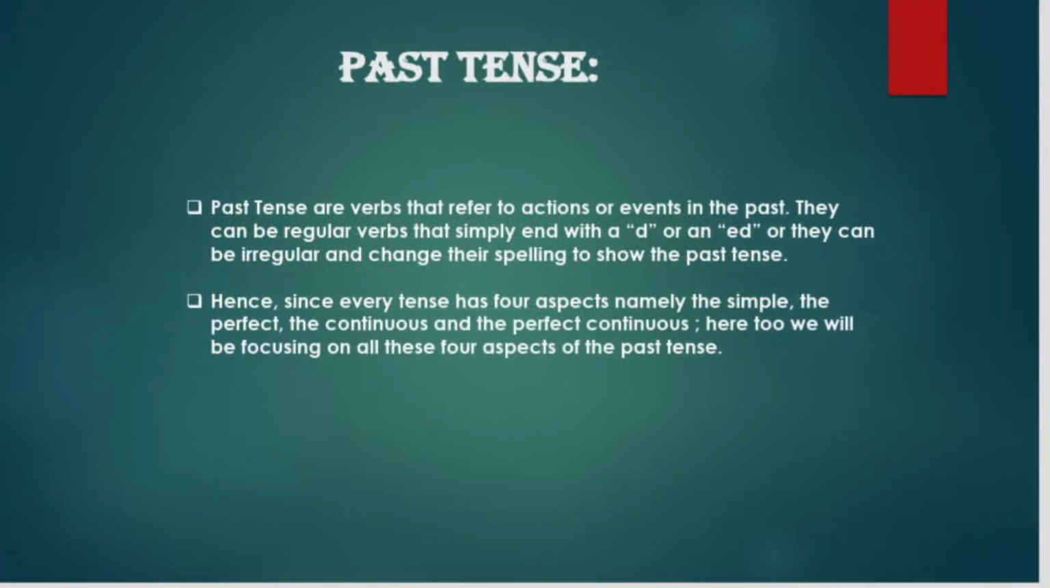If you look at the past tense, what we get to see is that past tense is nothing but verbs that refer to actions or events in the past. They can be regular verbs that simply end with a D or an ED, or they can be irregular and change the spelling to show the past tense. Since every tense has 4 aspects, namely the simple, the perfect, the continuous and the perfect continuous, here too we will be focusing on all these 4 aspects of the past tense.